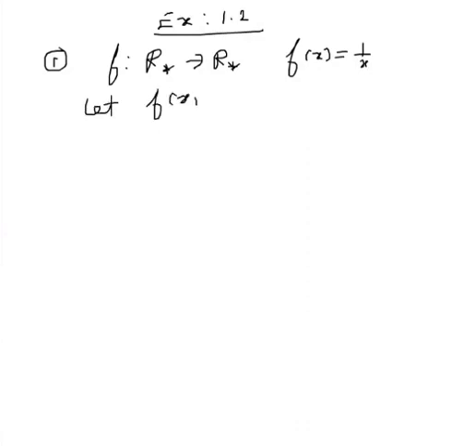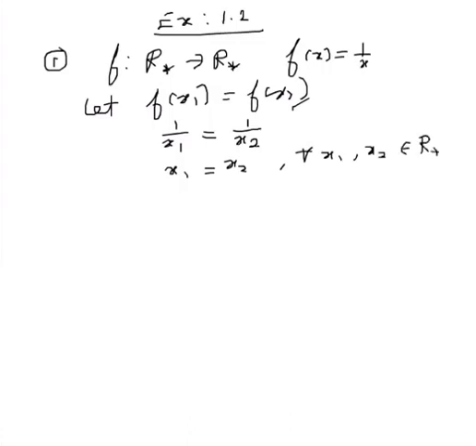So let us take f of x1 equal to f of x2. So f of x1 is 1 by x1 and f of x2 becomes 1 by x2. So cross multiply, we get x1 is equal to x2, and it is true for any two elements taken from the first set, the domain R asterisk. Therefore, we conclude that f is a 1-1 function. We have to check whether it is onto or not.